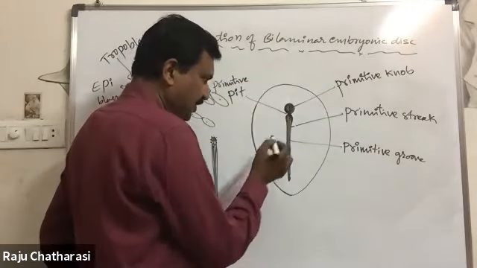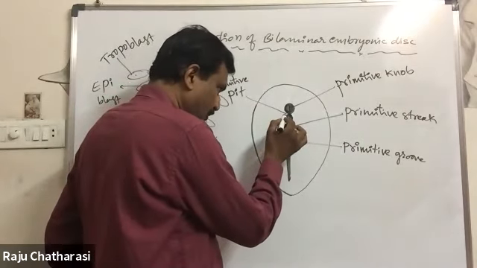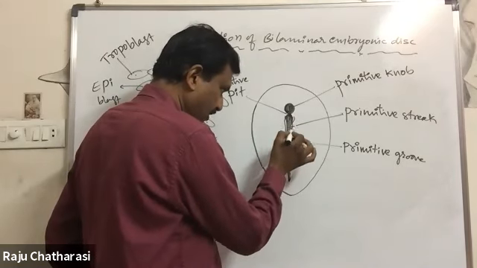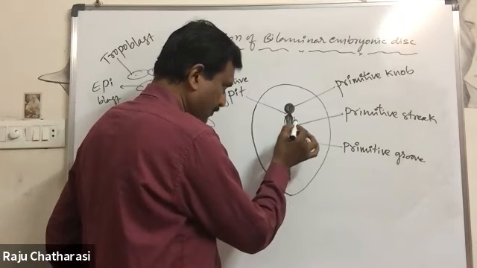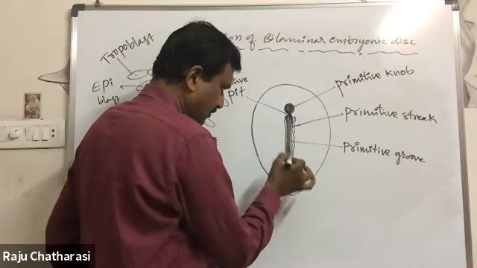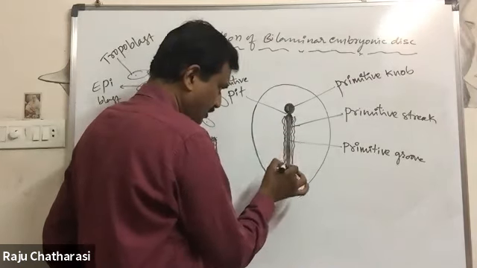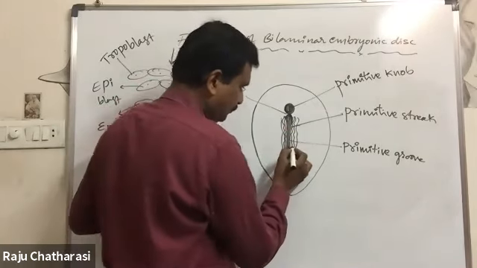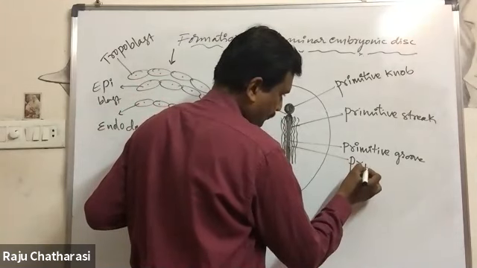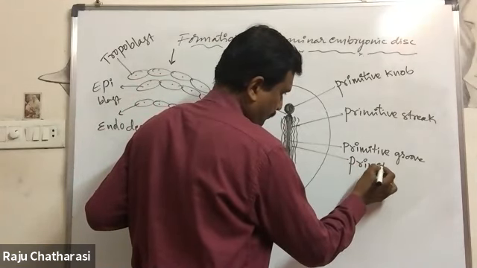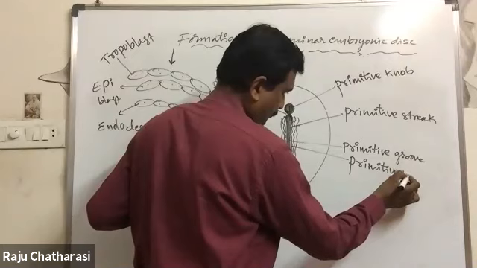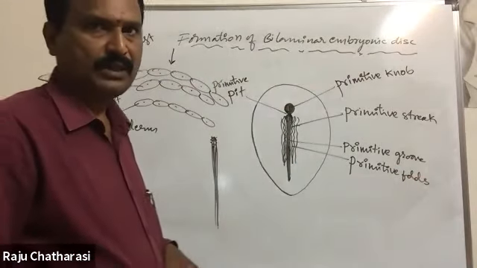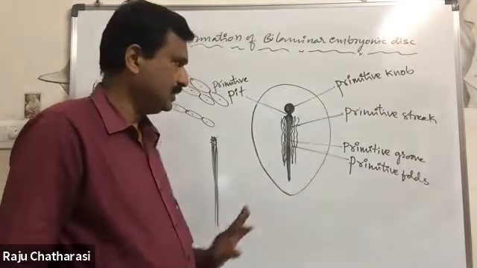Next, at the lateral portion of this primitive groove, some folds appear like this. Some fold-like structures appear. These are called primitive folds.